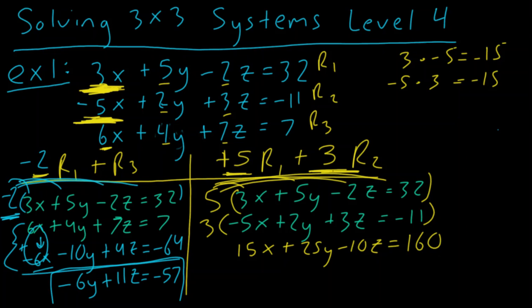Okay, now let me use a different color so we can really delineate these. Now I have 3 times -5x, that's -15x. And look, will 15x and -15x cancel? Yes, that means we chose the right numbers.